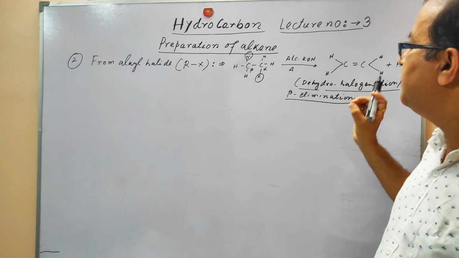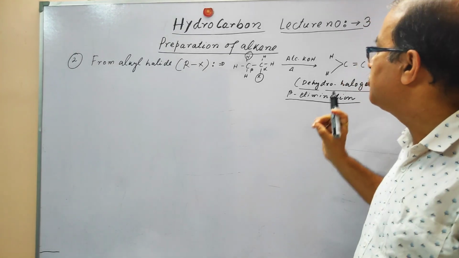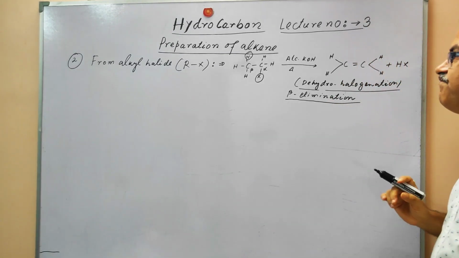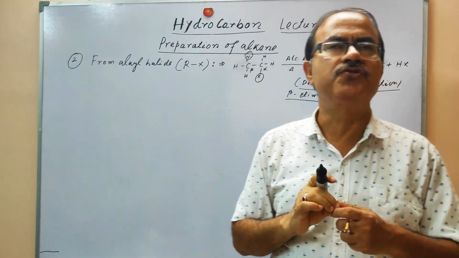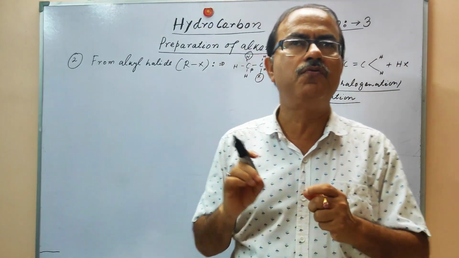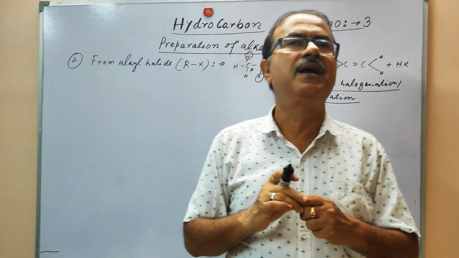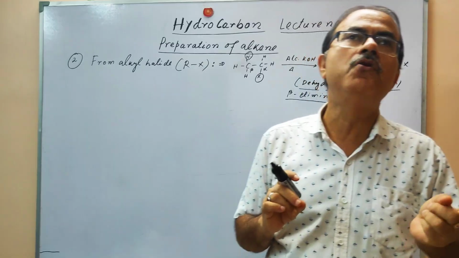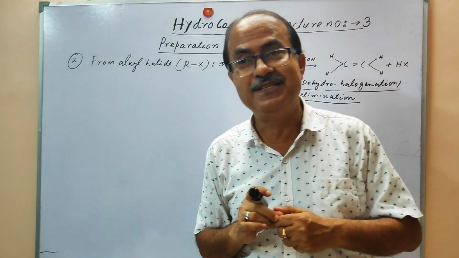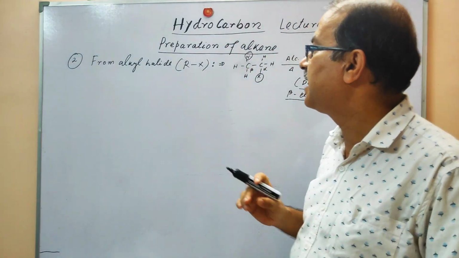Okay, so this is a very, very important reaction for producing the alkene. Here one thing, in regard to the halogens, the rate of the reaction of this with the alkyl halide will depend on the halogen and also depend on the alkyl group present in that alkyl halide.